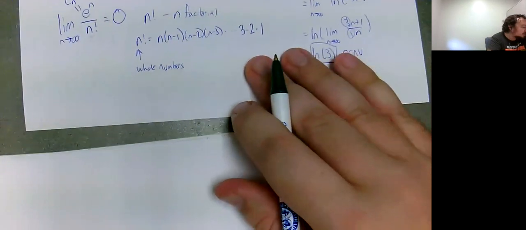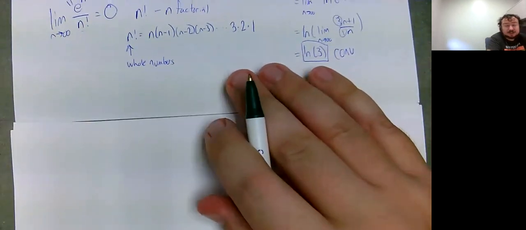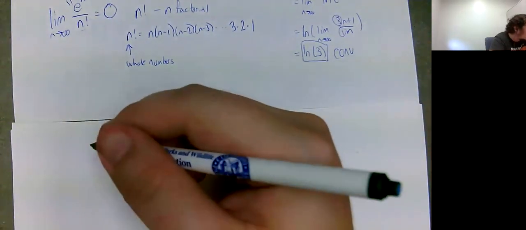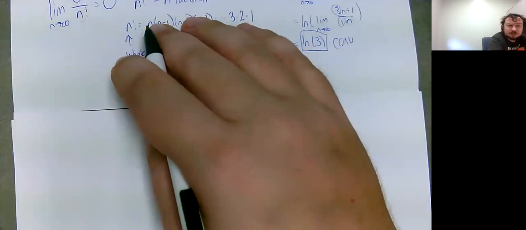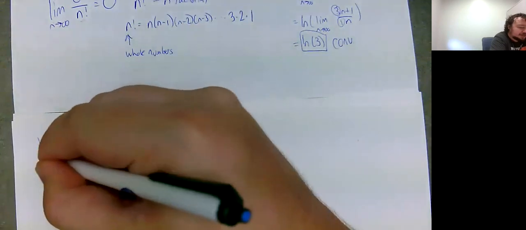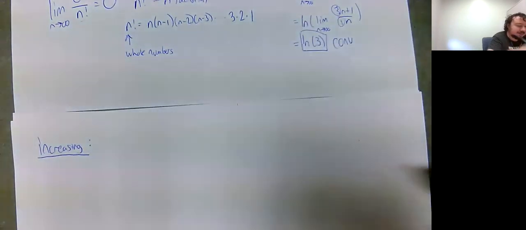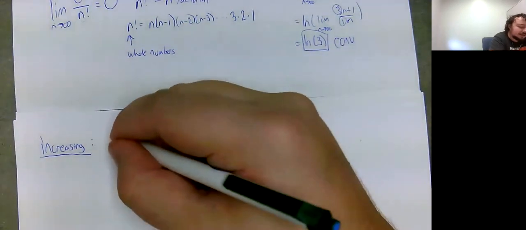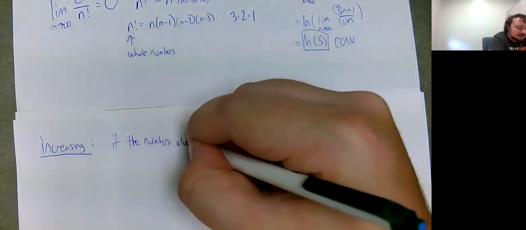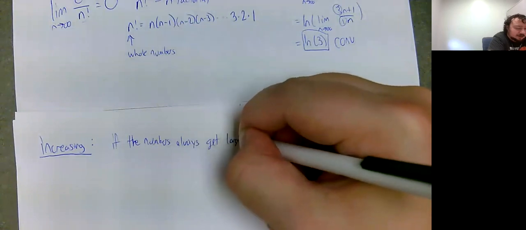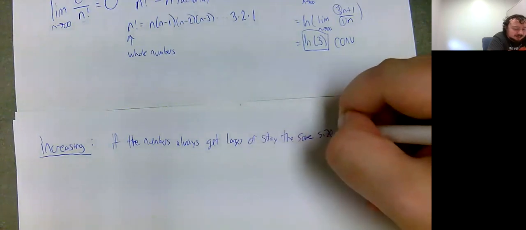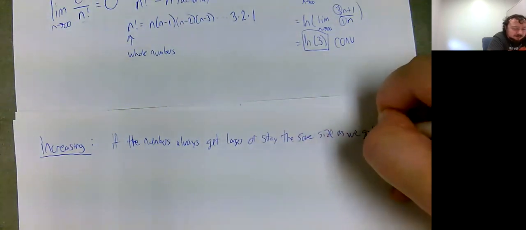All right, now there's other terminology besides converging and diverging that will also be important for sequences. Not as much as converging or diverging, but they're still definitely worth knowing. So I'm going to quickly go through these other terminologies here. Okay, so one adjective we can have for a sequence is increasing. So a sequence is increasing if the numbers always get larger or stay the same size as we go through our list.